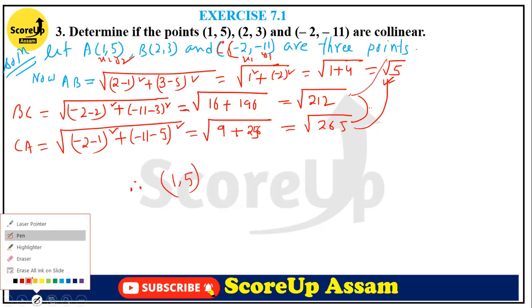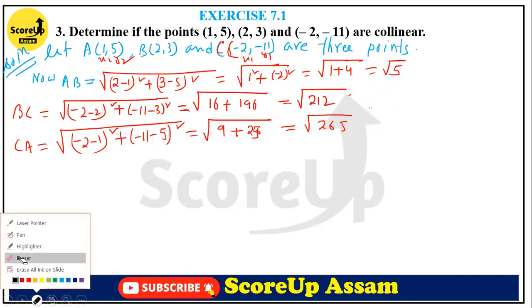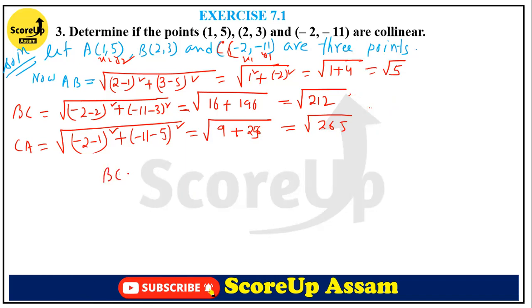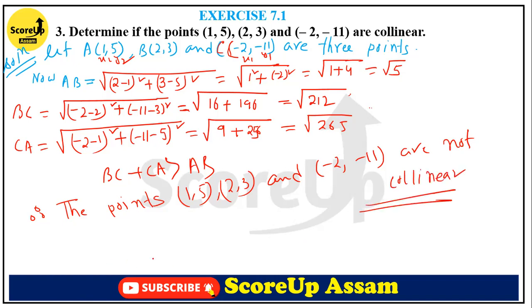Okay, let me write it so that you can write an exam like this. Therefore, AB plus BC is greater than AC. Therefore, the points 1, 5, 2, 3, and minus 2, minus 11 are not collinear. I hope I could explain to you.